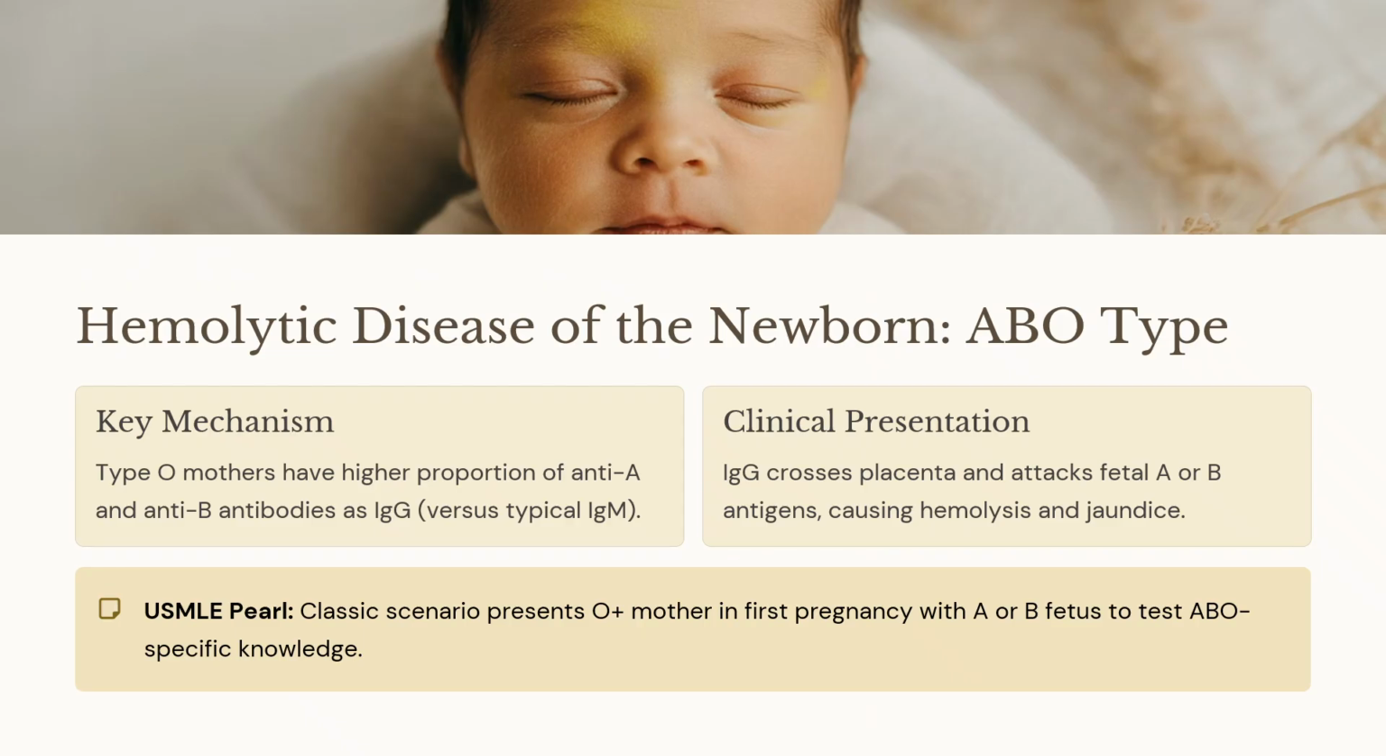Let's see about the second type of hemolytic disease, that is the ABO hemolytic disease of the newborn. The key idea over here is that the mothers who have the O blood type, O blood group, don't have A or B antigens on their red blood cells, but they do have higher levels of anti-A and anti-B antibodies. Now let's compare this to the Rh scenario.